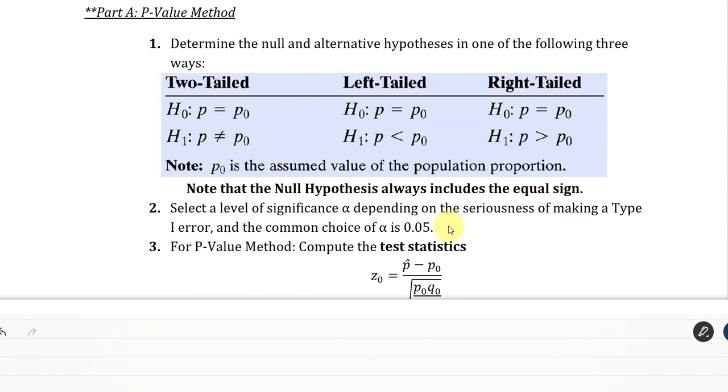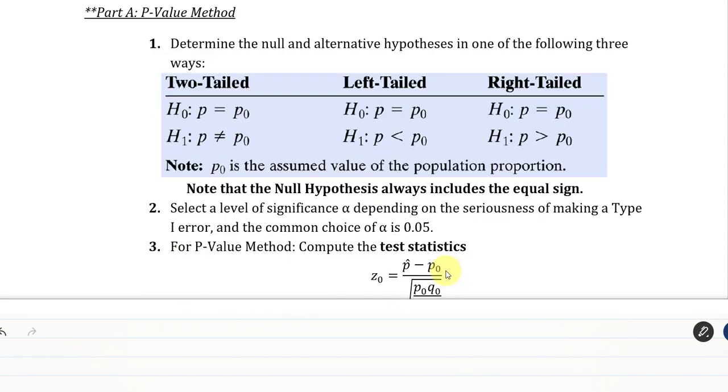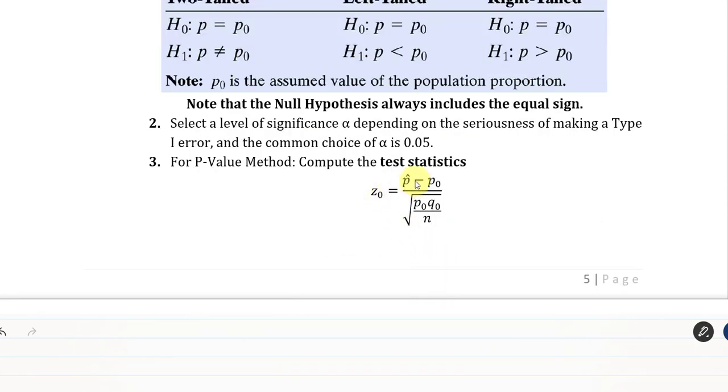The second step is to select a level of significance alpha. And this will depend on the seriousness of making a type 1 error. The common choice is alpha equals 0.05, but normally alpha is given for you in the problem. Now for the p-value method, we are going to compute the test statistic, which is z0 equals p hat, the best point estimate, minus p0, the assumed value, over the square root of p0q0 over n.